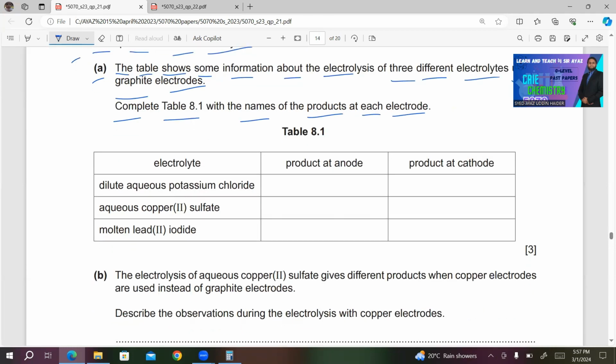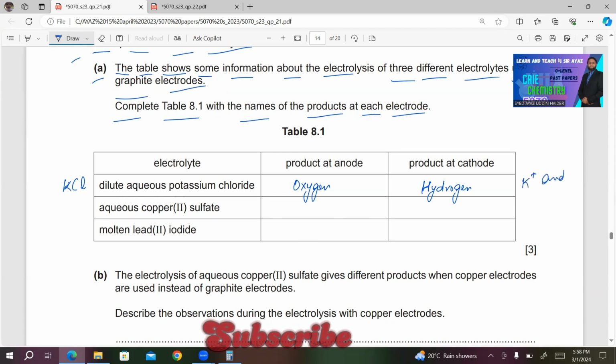dilute aqueous potassium chloride. Potassium chloride means KCl, and it's a dilute solution. So the product obtained at anode must be oxygen, and at cathode it must be hydrogen. The reason is that both at anode and at cathode, the ions produced are K+ and Cl-, beside OH- and H+. OH- is below Cl- in the reactivity series. H+ is also below K+ in the reactivity series.